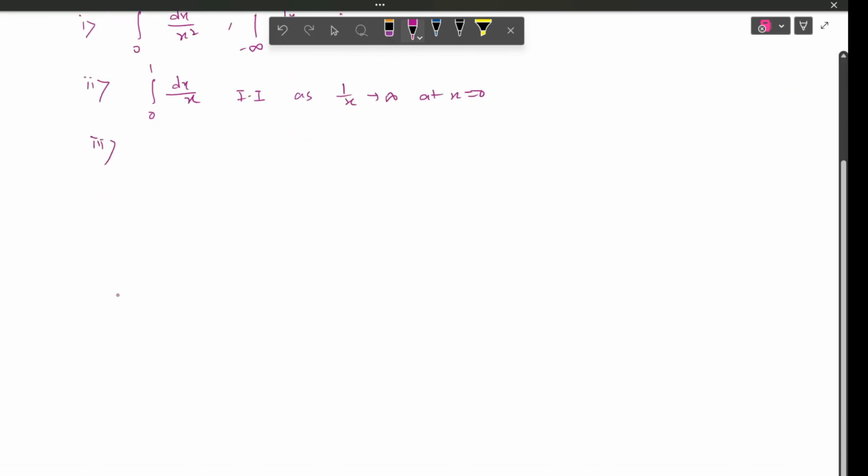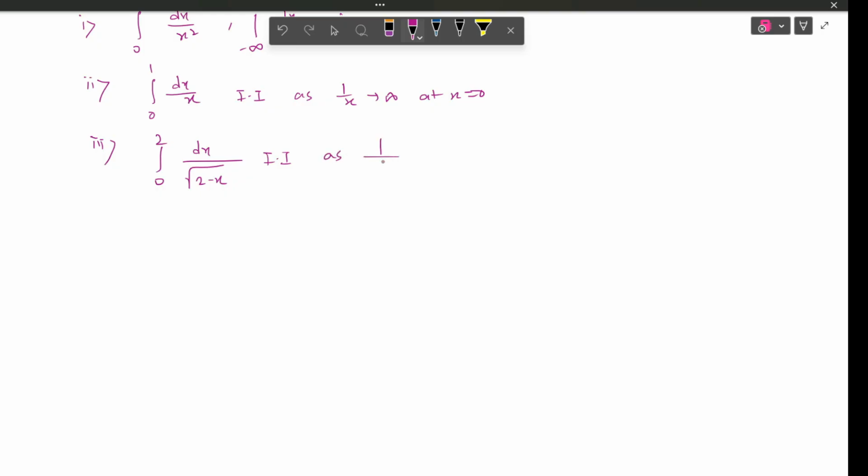Now if we take another example, let us say we have integration 0 to 2 dx by square root of 2 minus x. This is also an improper integral, because if you put x as 2, then 1 by 2 minus 2 is 1 by 0, that is infinite. So here the function f(x) is infinite, as we can see that 1 by square root of 2 minus x tends to infinity as x tends to 2.